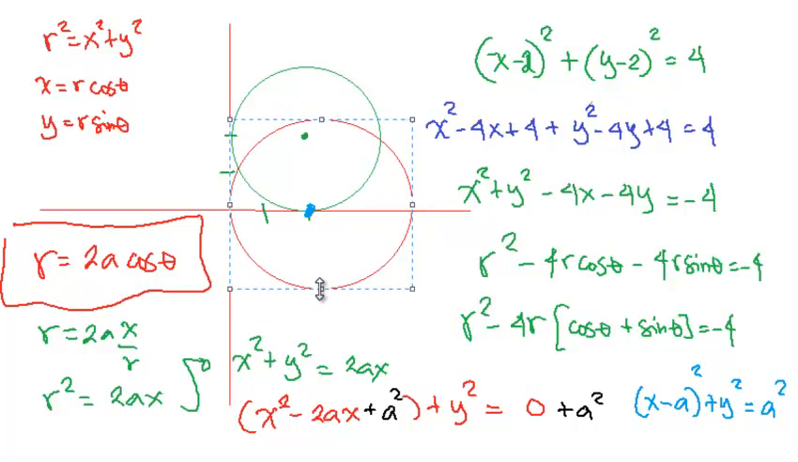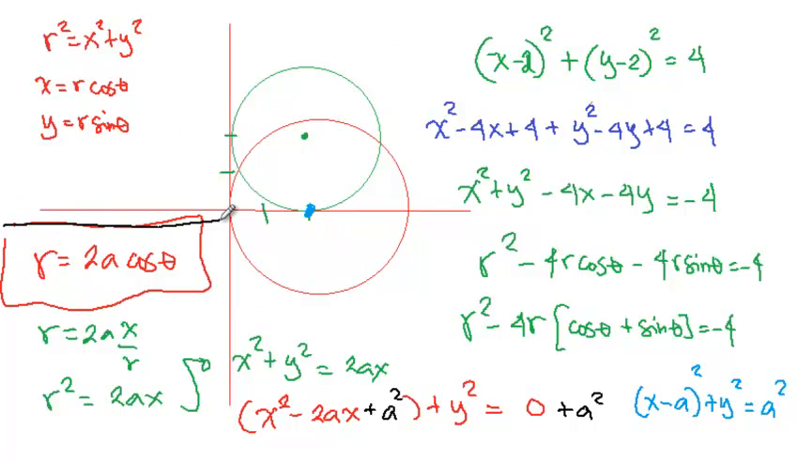However, I think this one is already correct, but it doesn't look that good, just like this one. r is equal to a cosine theta. Because this one, the center is not at the axis, right? Off the axis.